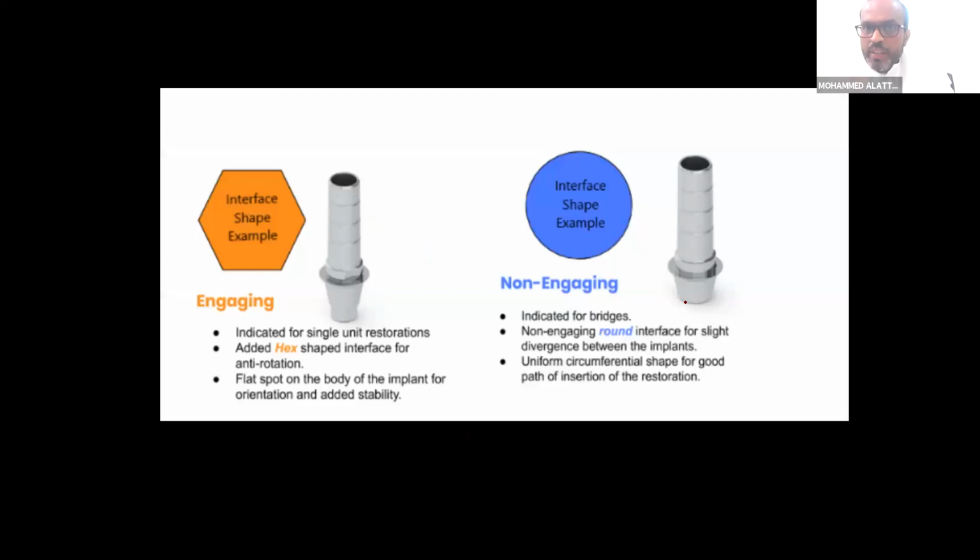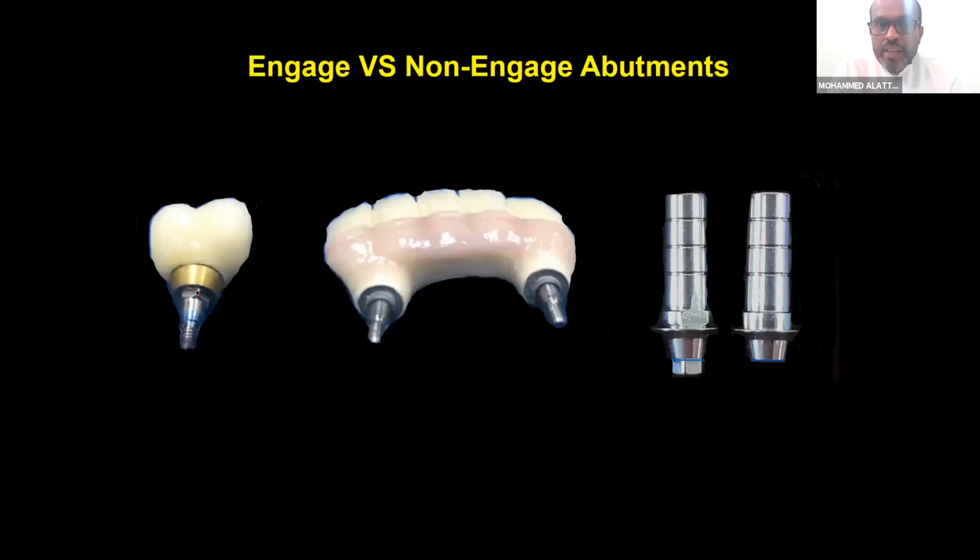We can use it for a fixed partial denture, but not for a single crown. If a single crown comes to you from the laboratory with a non-engaging abutment and you did the insertion, you are really the one to blame, because all the forces will go to the screw. For that reason, we should have engaging abutments, like anti-rotation, to distribute the forces directly to the implant fixture, not to the screw. Like this case, we have a single crown. We used an engaging abutment.